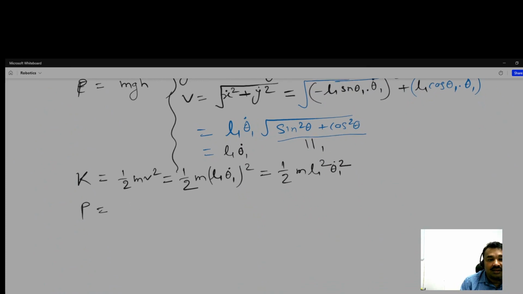So P means potential energy, mgh, and h is what? It is the y coordinate, and the y coordinate is what? L1 sine theta 1. So this can be written as mg L1 sine theta 1.